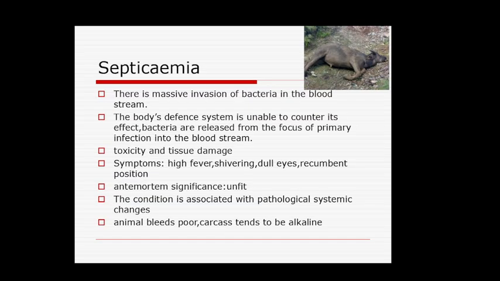Now we have septicemia. You can see an example of an animal affected by septicemia. This is how it's lying, with high fever, shivering, dull eyes, and recumbent position. What happens is that when bacteria enter the bloodstream, the body's defense system is unable to counter their effect, so the bacteria are released from the focus of primary infection into the bloodstream. Symptoms are high fever, shivering, dull eyes, recumbent position, and the antemortem significance is unfit. The condition is associated with pathological systemic changes. The animal bleeds poorly and the carcass tends to be alkaline. So in septicemia, the carcass is alkaline.